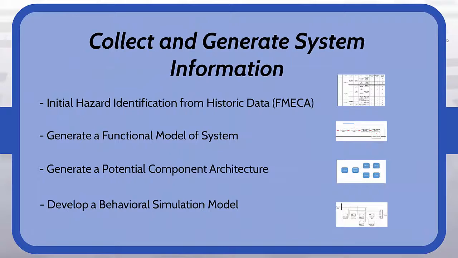The first set of steps is to develop the system information available at the design stage. This includes preliminary hazard data, system representation, specifically a functional and component model, and behavior simulations based on qualitative descriptions of behavior. For this video, we present a simple two-wheeled rover robot to demonstrate these steps.